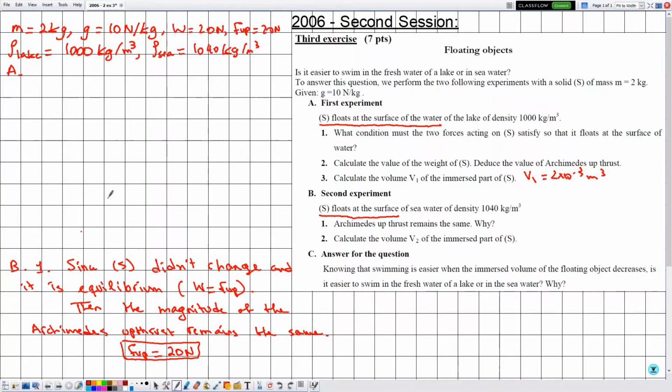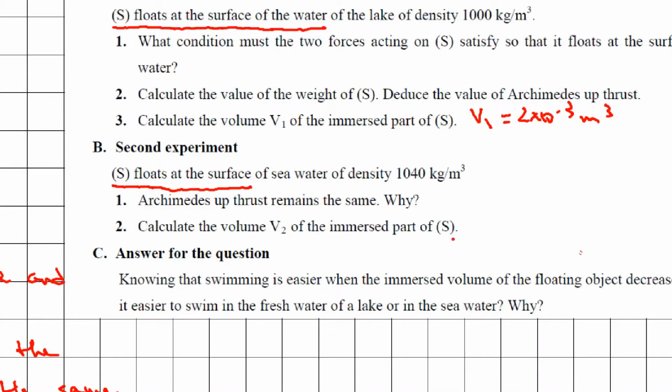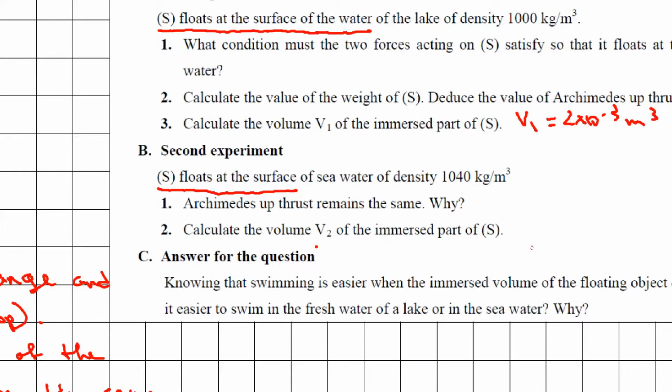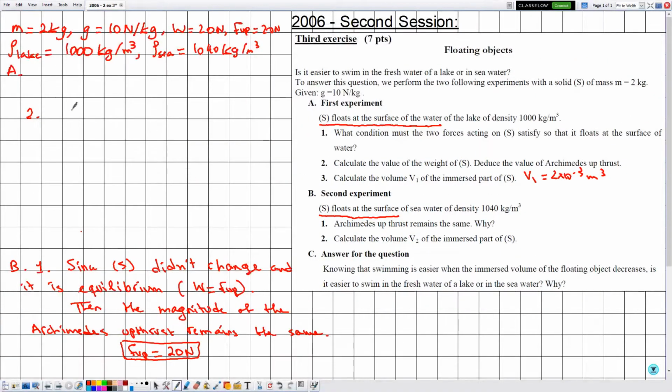Now in number 2, calculate the volume V2 of the immersed part of S. However, in this case, even though F upthrust didn't change, the volume V2 of the immersed part will change, because we know that the volume of the immersed part is related to F upthrust via the following formula.